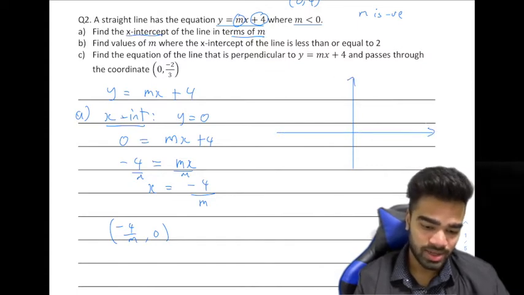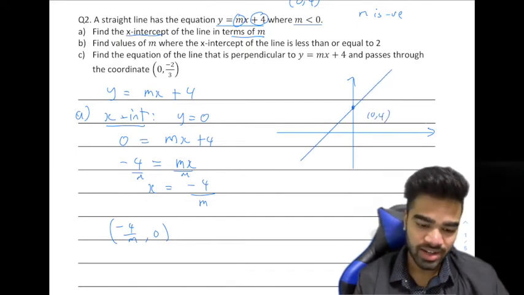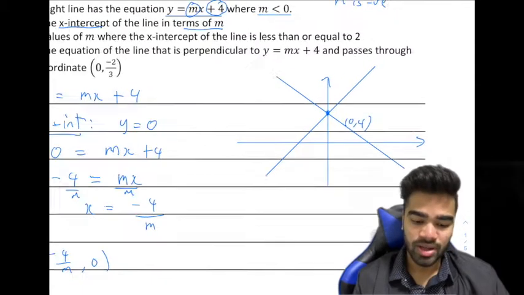So the y-intercept is at (0, 4), which is up here. Right? So what's the thing that's changing? The thing that's changing is the gradient, right? So it could have this positive gradient, it could have a negative gradient, like so. But it doesn't matter what m is.